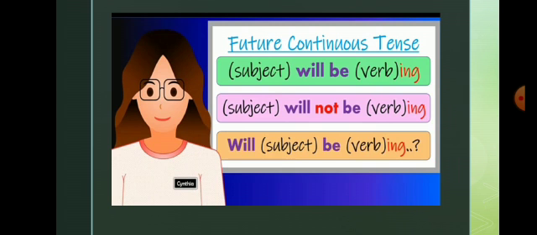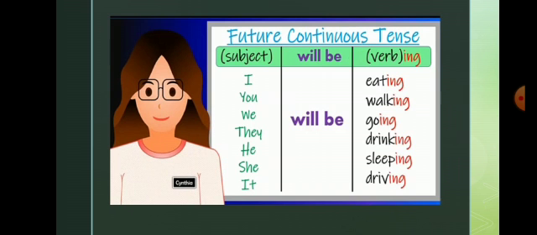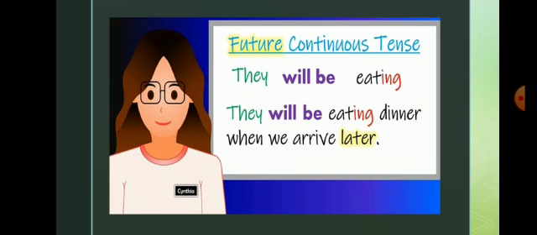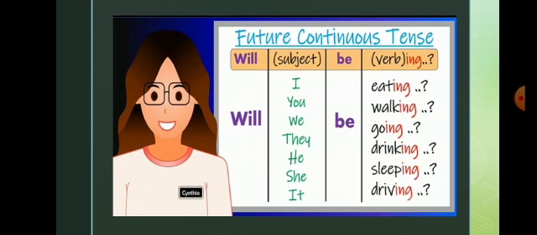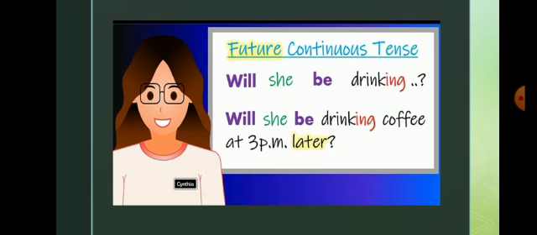Here, if it is I and we, you can use shall. Got it, children? Yes. Here, I will be eating, you will be walking, we will be going, they will be drinking, he will be sleeping, it will be driving, like that. If you add not, how does it come? I will not be eating, you will not be walking, we will not be going, they will not be drinking, like that.